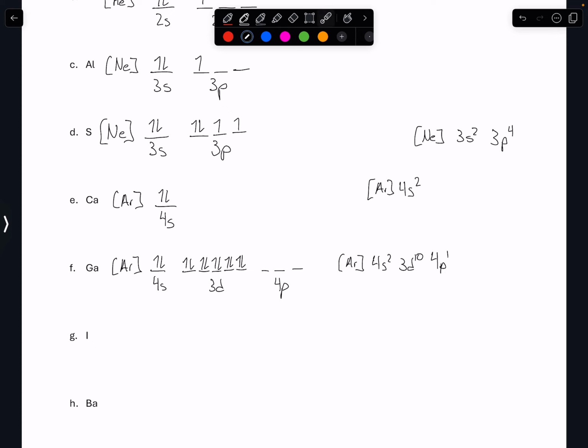Even though I know it's going to be full because this is already saying 10 and I've got 1 electron in my p orbital, it's always maybe best practice to just fill them in one at a time first and then go through and pair them up. And then I'm going to add my last electron into that 4p.